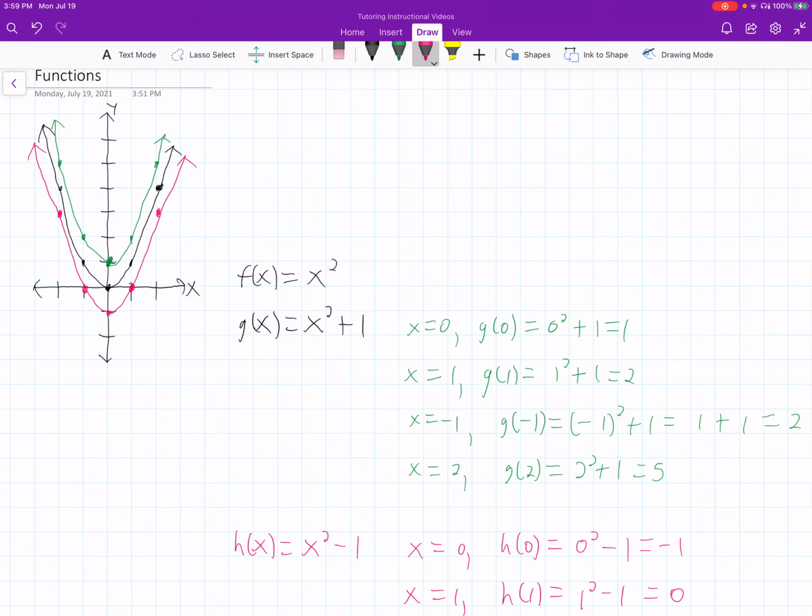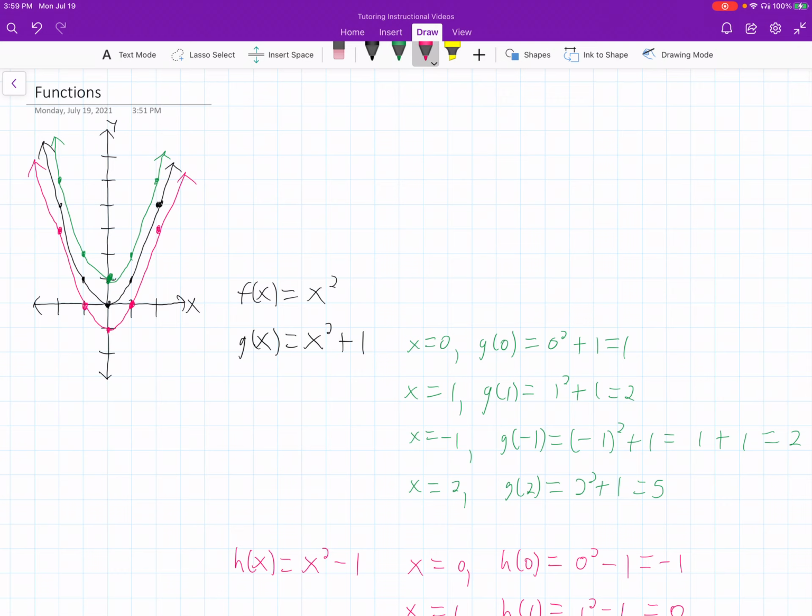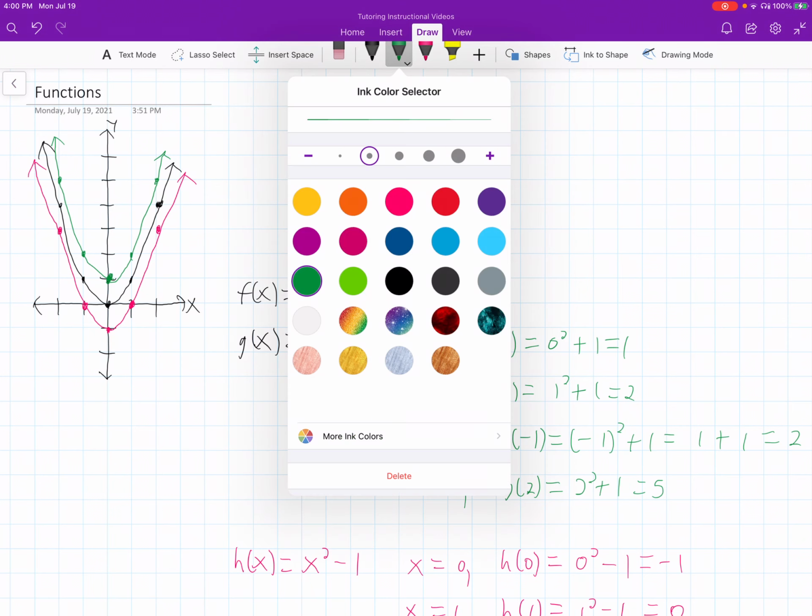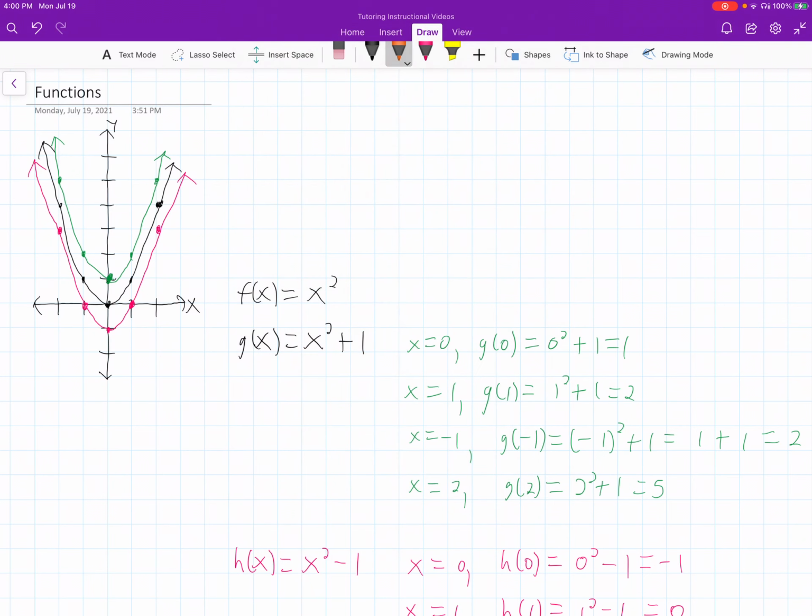Alright, so we drew these f, g, and h. We see the graphs there. We sketched them just picking specific points. But now I want to look at the graphs and think about what's happening here. So notice that basically the green graph, of course, is higher than the black graph, which is just f of x, or x squared. But if I want to describe what's happening, let's look at this.